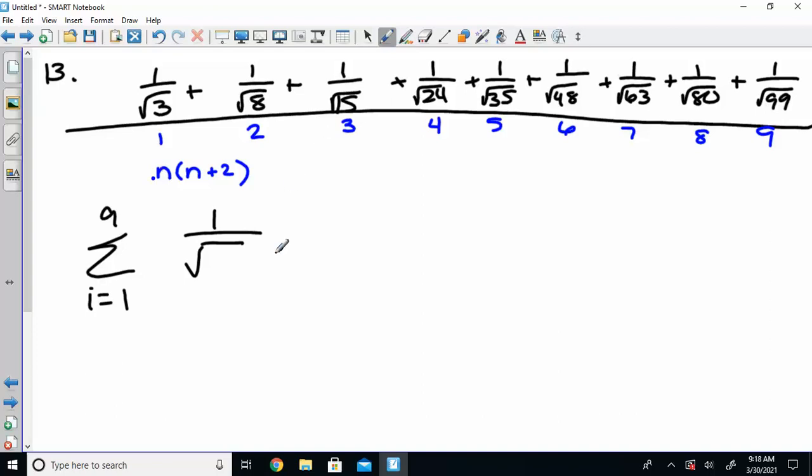Now, instead of using n's, what should I use right here? i. So you could do 1 over the square root of i times i plus 2. And that certainly works.